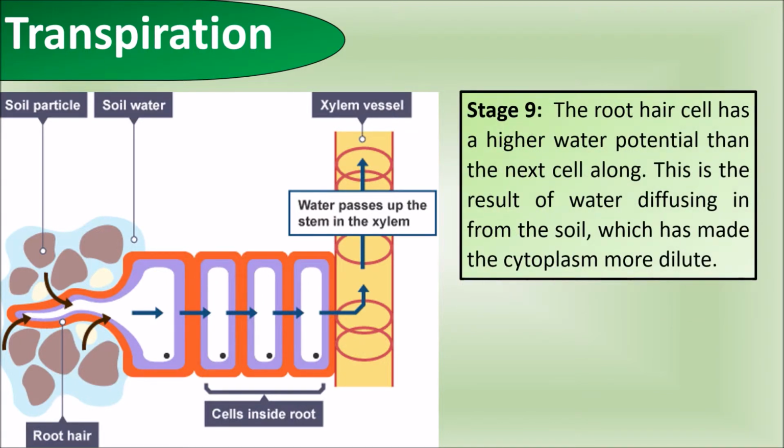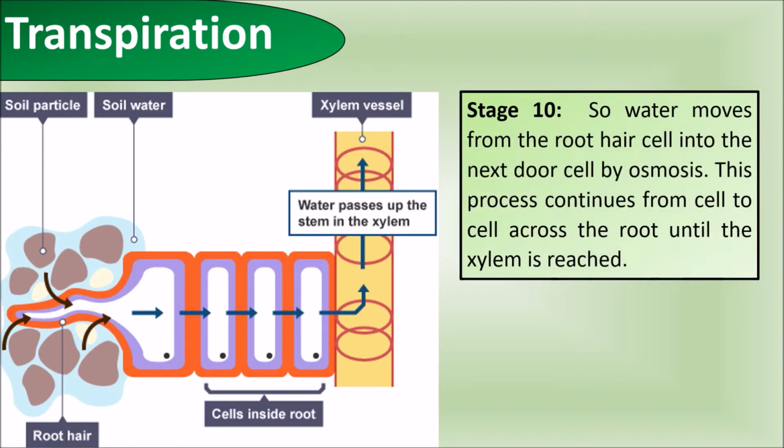The root hair cell has a higher water potential than the cell next to it. This is the result of the water diffusing in from the soil, which has made the cytoplasm in this cell more dilute. So water moves from the root hair cell into the cell next door to it by osmosis. This process continues from cell to cell across the root until the xylem is reached.